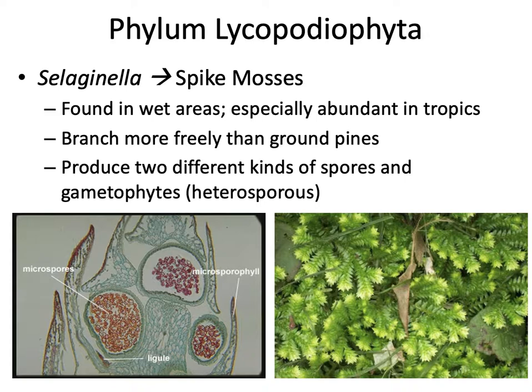And Selaginella is unique because it's heterosporous. It is going to produce two different kinds of sporangia and spores, and therefore gametophytes. Here we can see a microspore that's contained here inside a microsporangium. And then lower down in this picture, which we can't quite see, is the megaspore and the megasporangium.